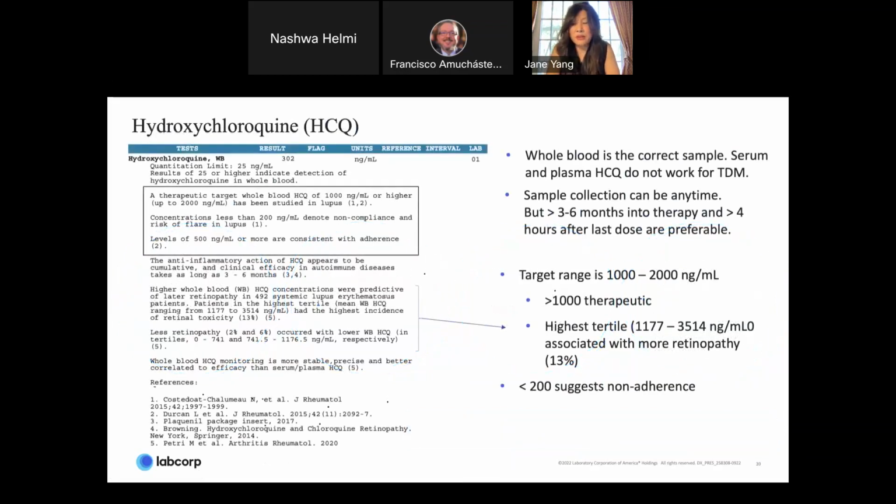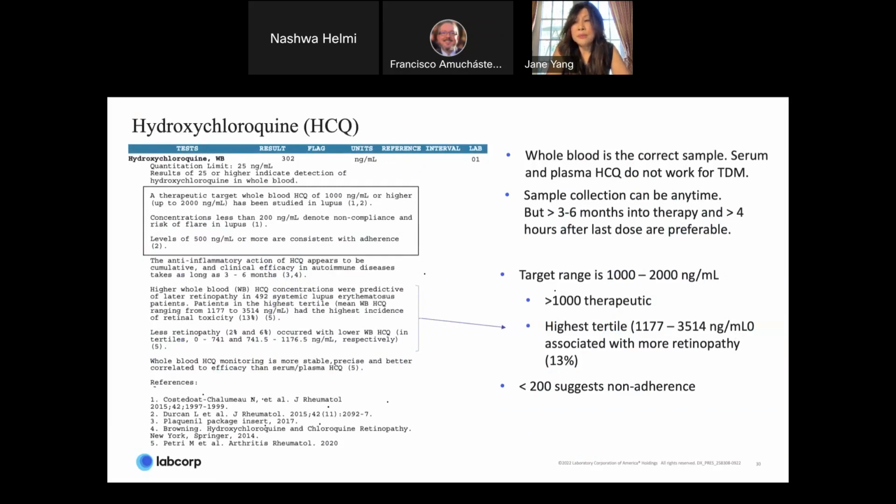This is an example of our sample report. Of note here, the correct sample is whole blood, not serum or plasma. That's because whole blood measurements of hydroxychloroquine are more precise and stable because the drug preferentially binds to albumin and leukocytes. So serum and plasma levels are lower, and due to imprecision, they just don't work for TDM.